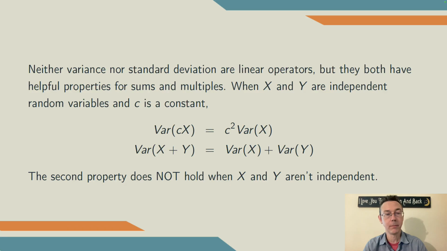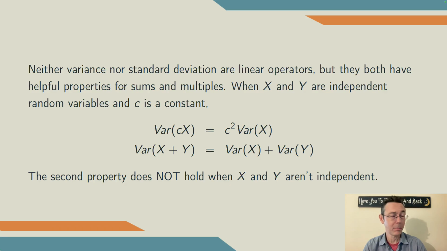Now, neither variance nor standard deviation are linear operators, but they both have some properties that are really helpful for sums and constant multiples that are sort of reminiscent of linearity properties. When x and y are independent random variables and little c is a constant, the variance of a constant times x is the square of the constant times the variance of x. And the variance of a sum, x plus y, is the sum of the variances, variance of x plus the variance of y. Now, it's important to note that that second property only holds when you have independence.